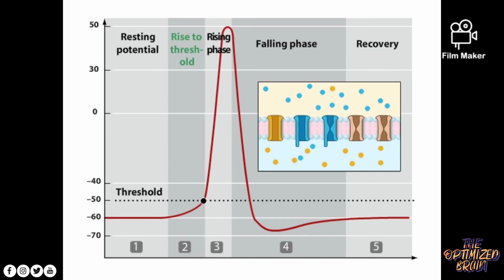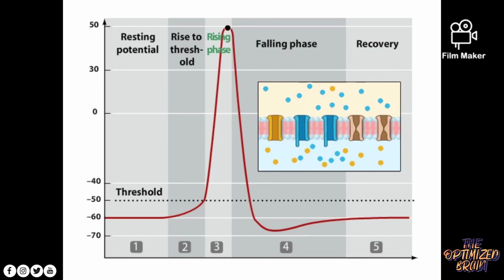If the depolarization reaches the threshold potential, additional voltage-gated sodium channels open. As positive sodium ions rush into the cell, the voltage across the membrane rapidly reverses and reaches its most positive value. At the peak of the action potential, 2 processes occur simultaneously.